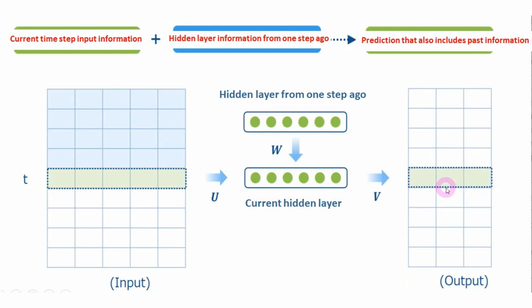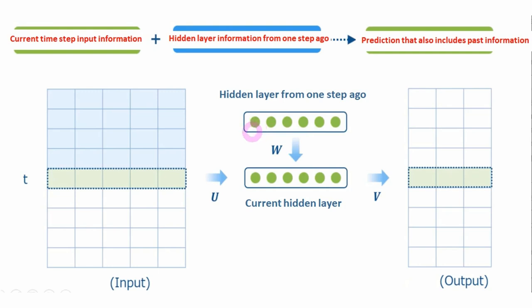Why does this help? Because the hidden layer from t-1 already remembers earlier time steps, t-2, t-3, and so on. By reusing it over and over, the network effectively has access to all past inputs, even going back infinitely many steps. This means the network can capture long-term patterns in the data.